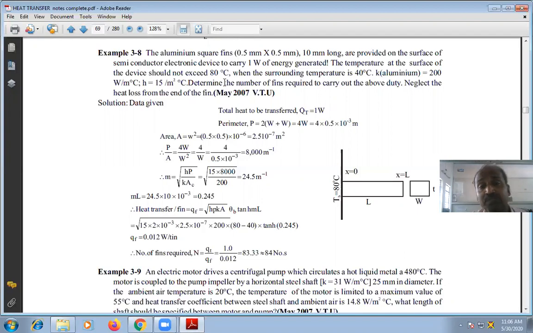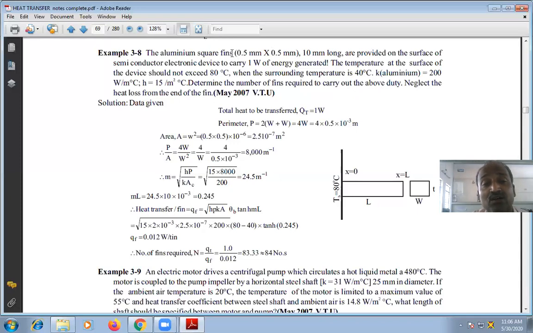The surrounding temperature is 40 degrees centigrade, it is given. Thermal conductivity of the aluminum is 200 watt per meter degree centigrade. Convective heat transfer coefficient, if the surrounding is air, naturally h is equal to 15 watt per meter square degree centigrade. Watt is missing here. Determine the number of fins required to carry out the above duty.